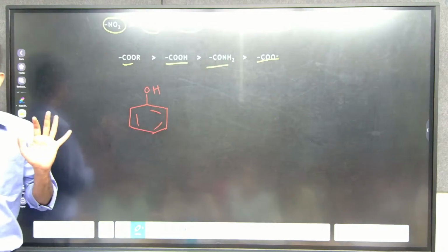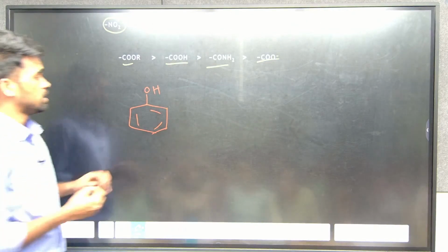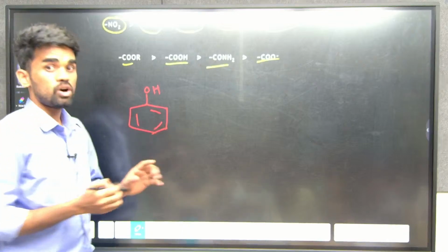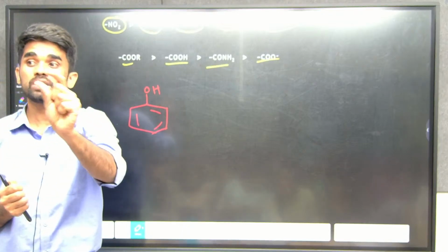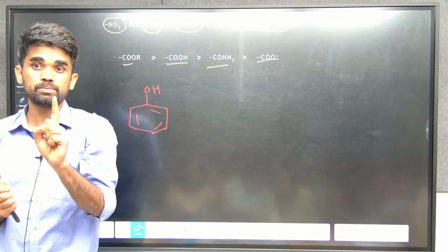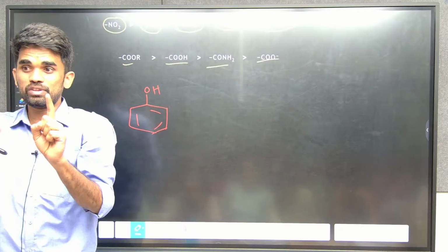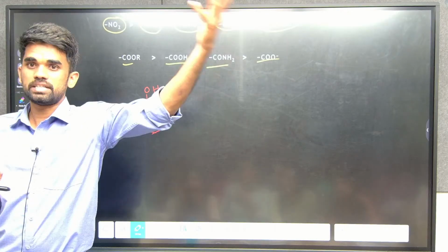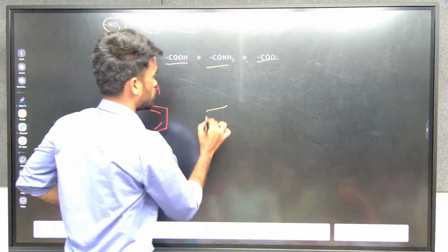This is phenol. What is this called? Phenol. Phenols are acidic. So when I was discussing the acidic nature of carboxylic acid, I used a statement: if electron withdrawing groups are present, that acid will become more acidic. There is no group here. Next compound.